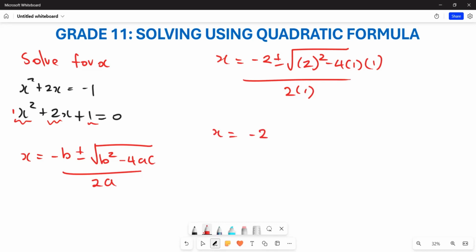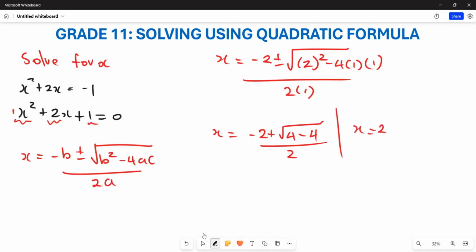Now let's separate the plus and minus. So this is going to be plus. If we solve our square root here, remember 2 squared is 4, so this is 4 subtract 4, over 2, altogether, because 2 times 1 is still 2. The other one is x equals, let's just write this very nicely so that you see it. So x equals negative 2 minus the square root of 4 subtract 4, over 2.